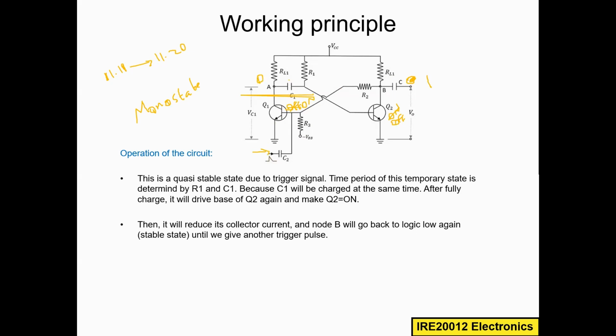Based on this time constant value, it will start to drive this transistor after this capacitor is fully charged. Then this off condition will become on again. If it's on, then the output will become 0 and this will become off again. If it's off, then the output will go to the stable state again. So one state is stable and another state is unstable.